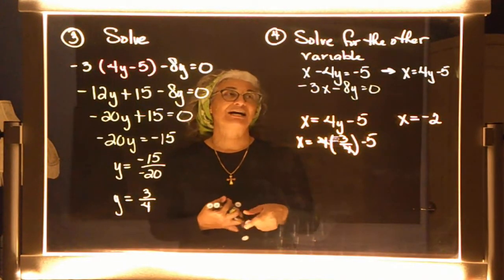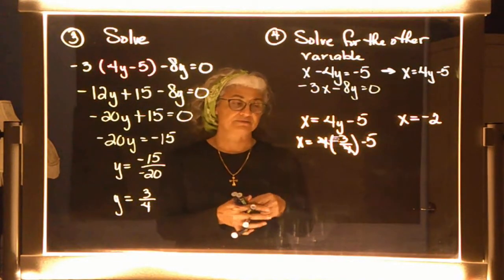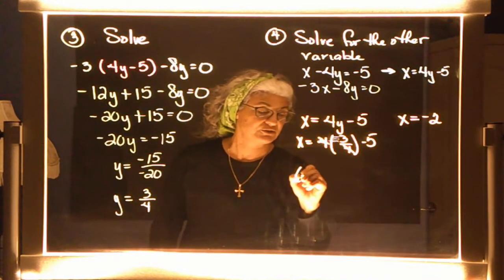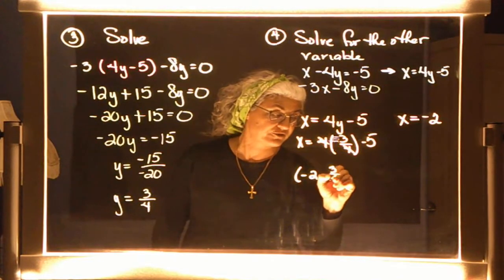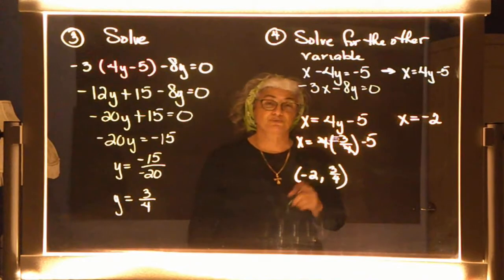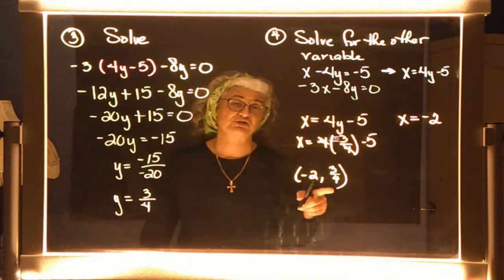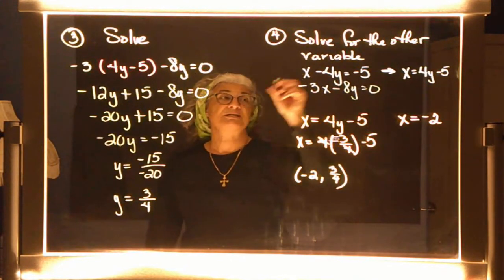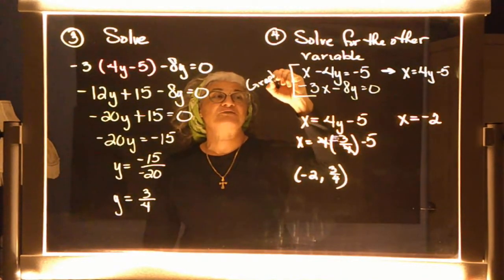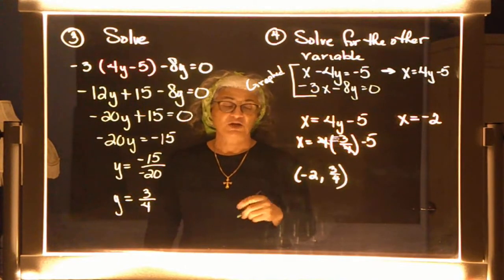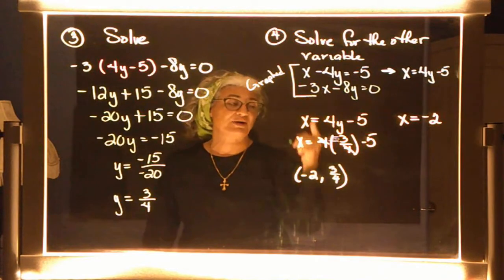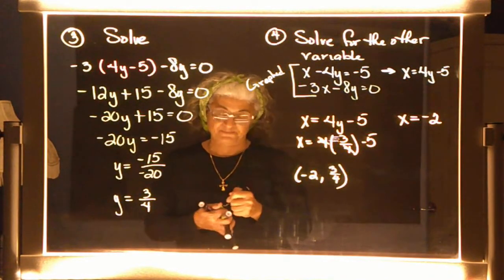So we end up with the ordered pair negative 2, comma, 3 over 4. Now, here's what I want you to realize. I actually have a solution, don't I? Which means if I took these two linear equations and I graphed them, what does this answer mean? If I took these equations and I literally graphed them, what does that answer mean?